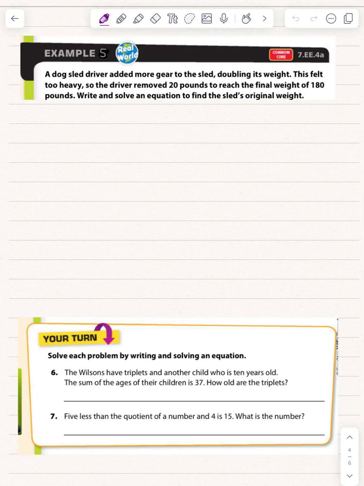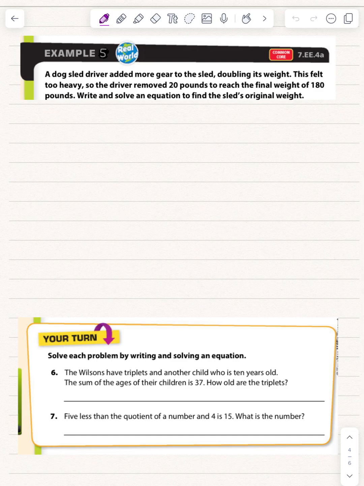All right, let's try a word problem. A dog sled driver added more gear to the sled, doubling its weight. This felt too heavy, so the driver removed 20 pounds to reach the final weight of 180 pounds. Write and solve an equation to find the sled's original weight.